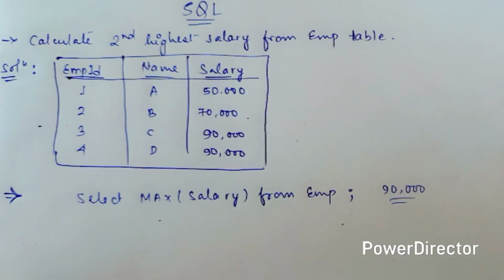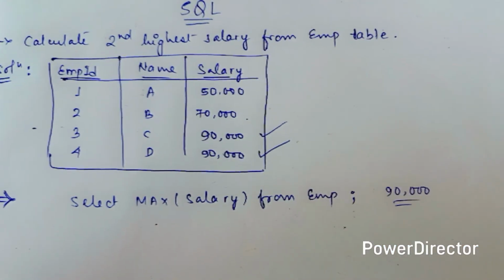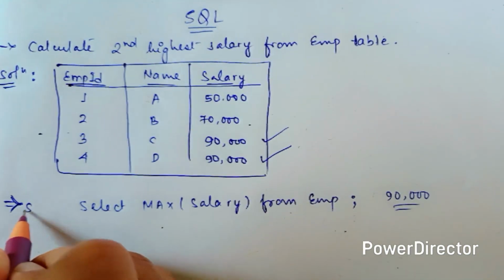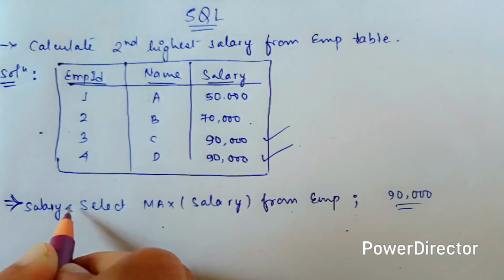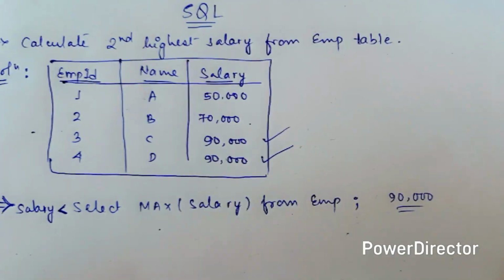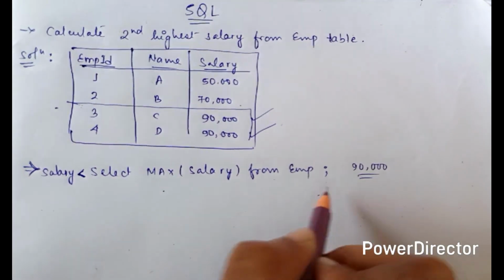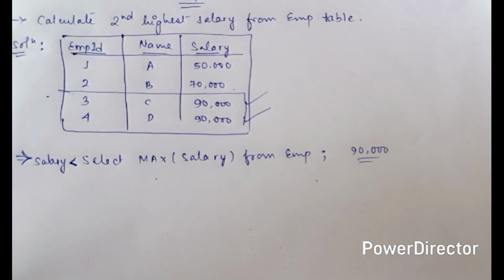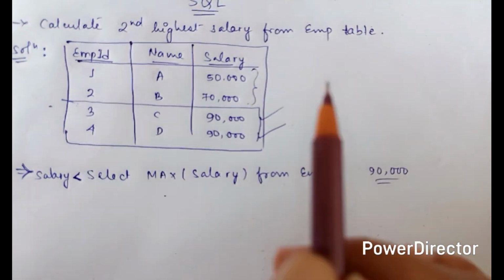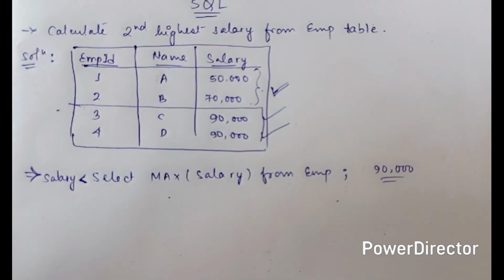So what we need to do is avoid the first, that means the highest salary from the table. We can just select the salary which is less than the maximum salary present in the table. After deducting the highest salary tuple from the table, we are going to get the second highest salary if we choose the maximum salary query from the table.